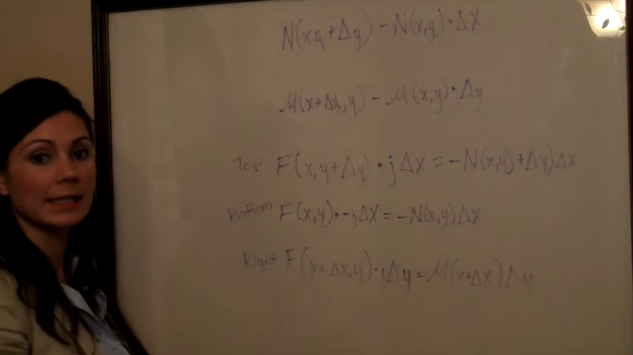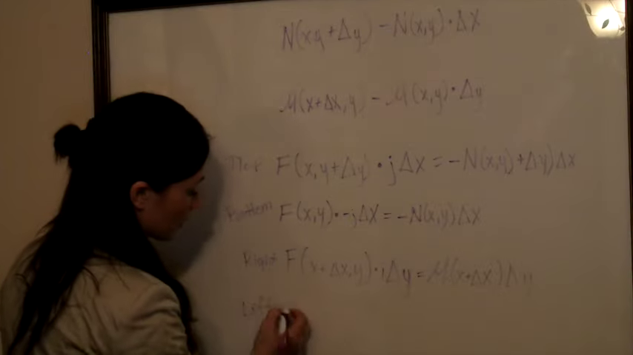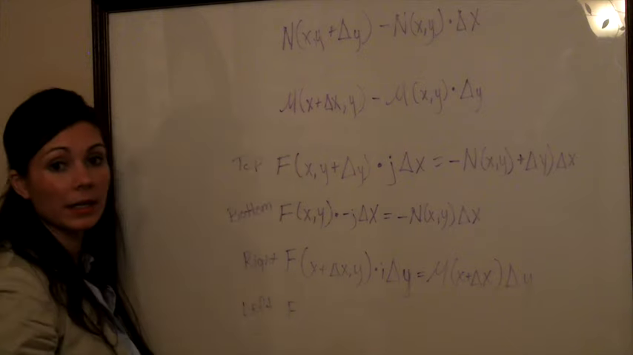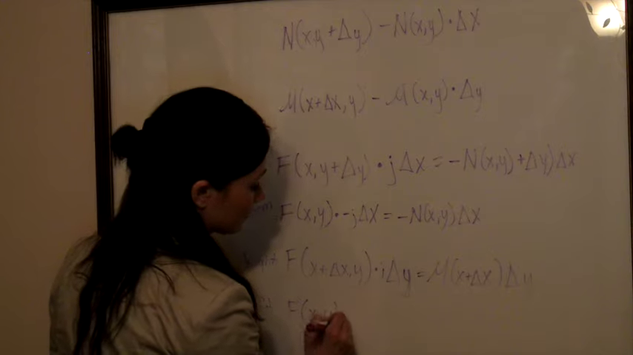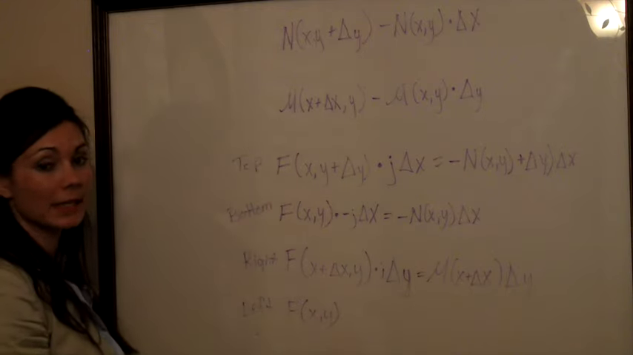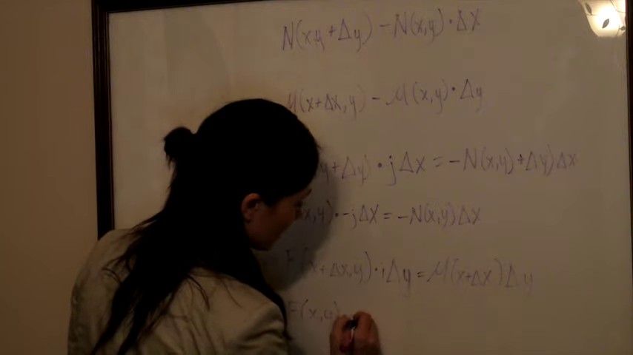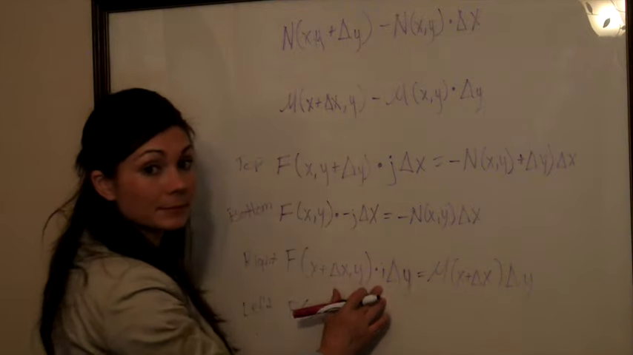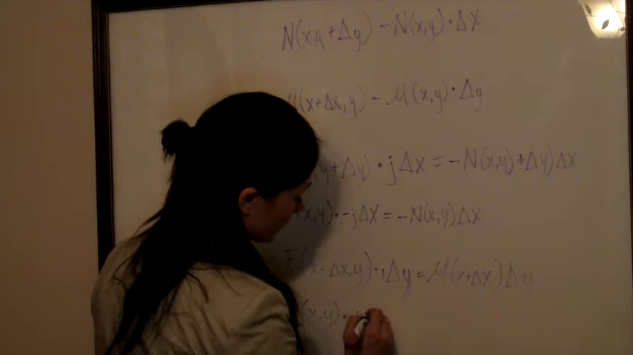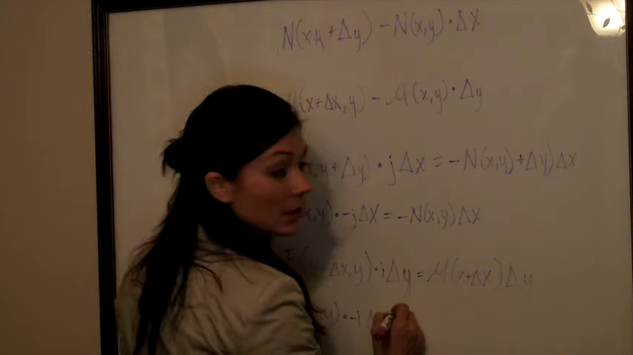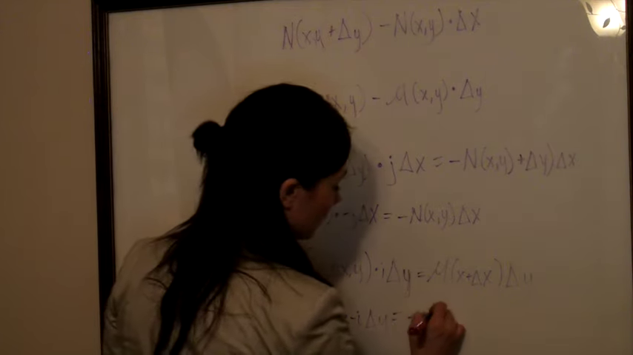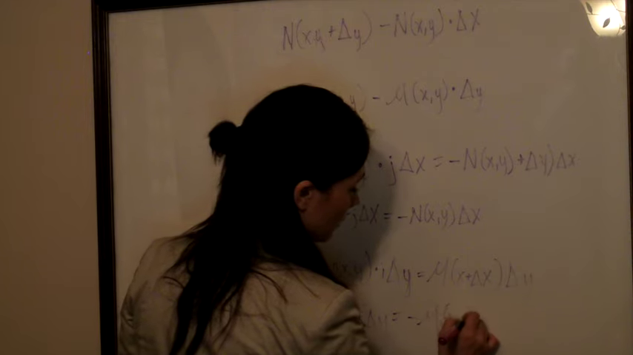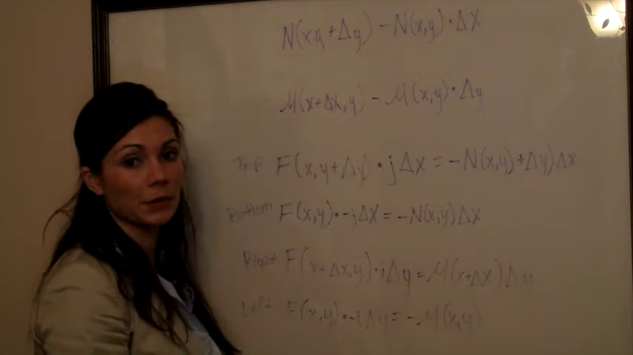So now the only thing we're missing is our left side. So left is going to be similar. Again, we're going to have our F(x,y), and we're going to multiply that with negative i change of y, which as you see is just the opposite here. And that's going to equal our negative M(x,y) multiplied with our change of y.